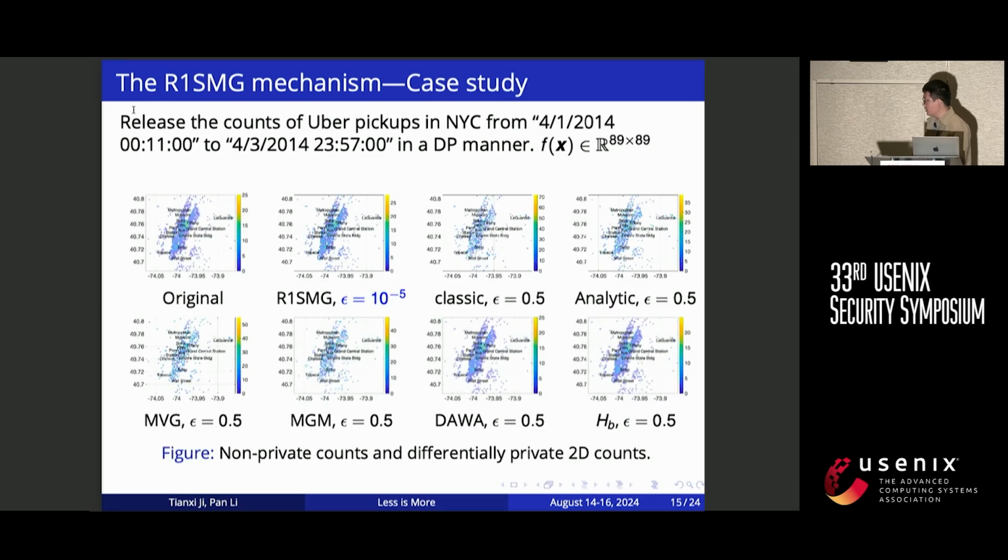And in the paper, we conducted different case studies, but here I will only show the case study on the privacy releasing of the Uber pickups in New York. And remember, we require the privacy budget to be smaller than 1 over dimension of that used by the classical one. So in this case study, we set the privacy epsilon equal to 10 to the negative 5, and all the others set to 0.5. And we can see we are the closest to the non-private original Uber pickups and also beat all the other schemes.